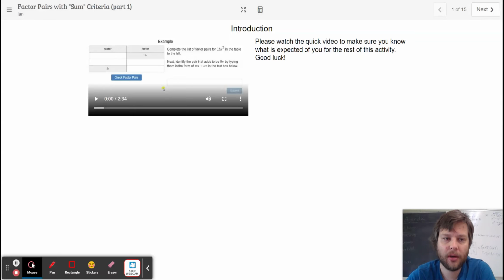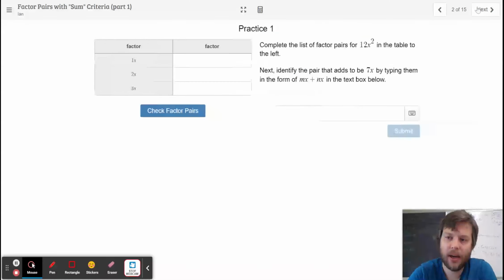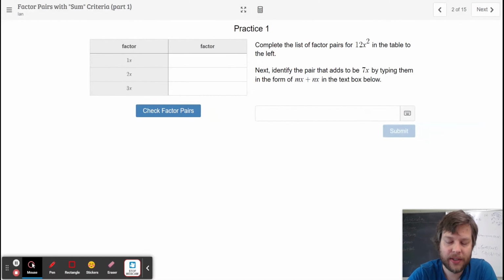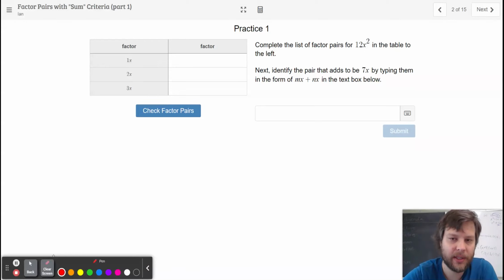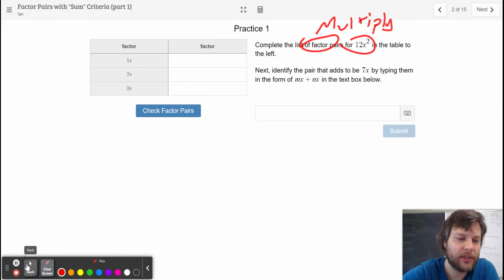There's a video here on the very first slide that can help you understand what's going on. So make sure if you get stuck, you can go back and look at that video or watch this one here. So what we're trying to do is we're just coming up with factor pairs, and the word factor just means things that multiply. So multiply.